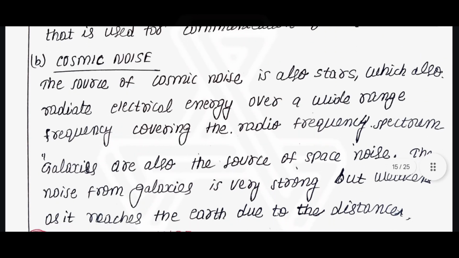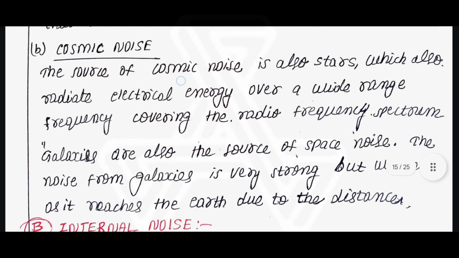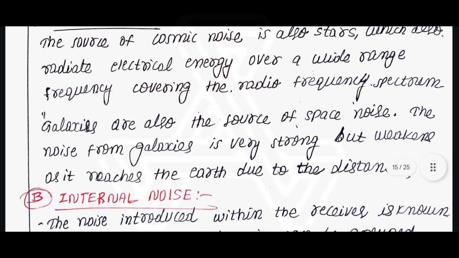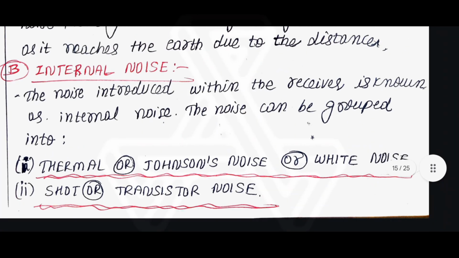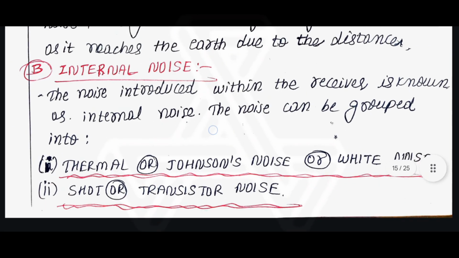Cosmic noise. The source of cosmic noise is also stars, which radiate electrical energy over a wide frequency range covering the radio frequency spectrum. Galaxies are also a source of space noise. The noise from galaxies is very strong but weakens as it reaches the earth due to the distances.